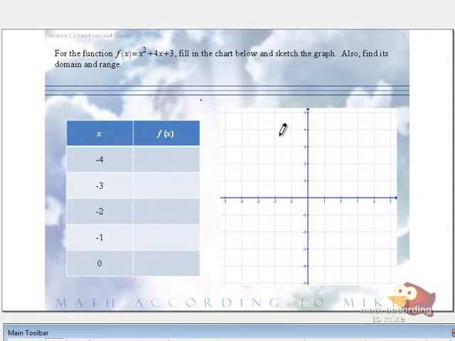For the function f of x equals x squared plus 4x plus 3, fill in the chart below and sketch the graph. Also find its domain and range.